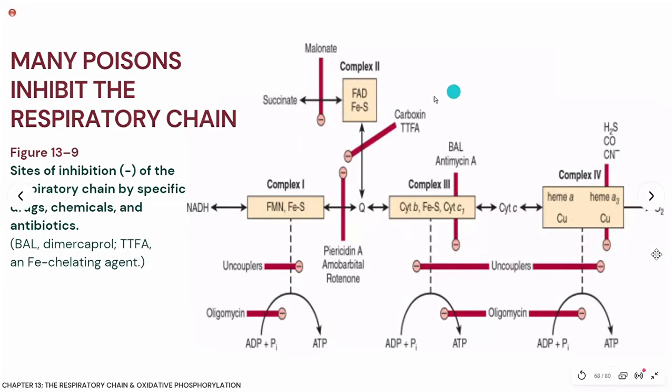Now, this is complex 2, FAD, transferring hydrogen and electrons to coenzyme Q, which can be inhibited by this carboxanilide, FAA. The TTFA is an iron chelating agent. All right. Pyrazidine, amobarbital, and rotenone can inhibit complex one and Q. Pyrazidine A is an antibiotic. Amobarbital is a barbiturate. Rotenone is a fish poison.